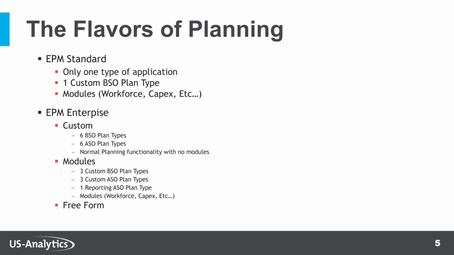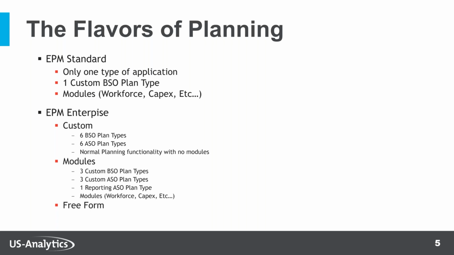We then have the module type, and the module version is really what we've been using for many years, and what we would have called EPBCS, the Enterprise Planning and Budgeting Cloud Service beforehand. And it has the three custom BSO, 3 custom ASO, 1 reporting ASO cube, and then the modules on top of that. And then that takes us into Freeform.